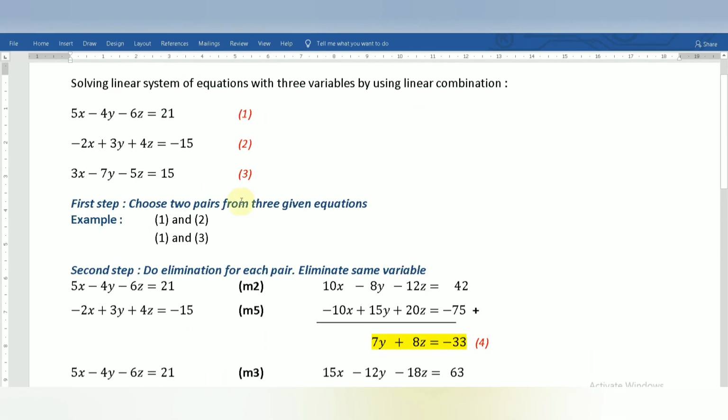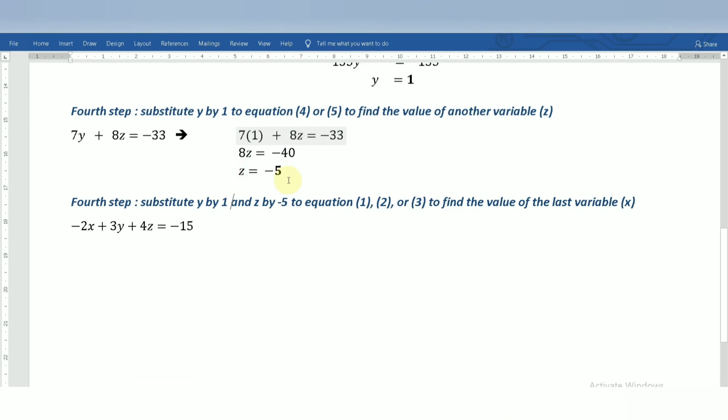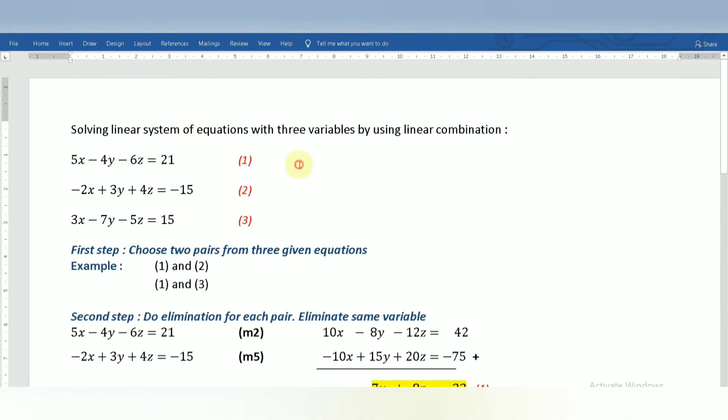I want to choose the second. Okay, it's free. You have to choose it on your own, but I prefer the second one. So let's substitute the values of y and z that we have already known. We do the simple algebra, and we find the value of x equals negative 1. So we have already found all the values of x, y, and z that satisfy all of these three equations.